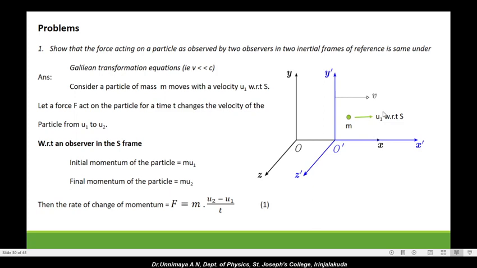u1. So let there be a force F acting on the particle for a time t, which changes the velocity of the particle from u1 to u2.